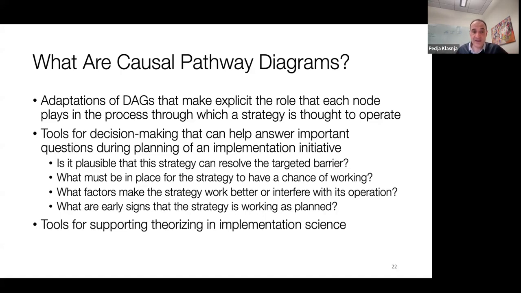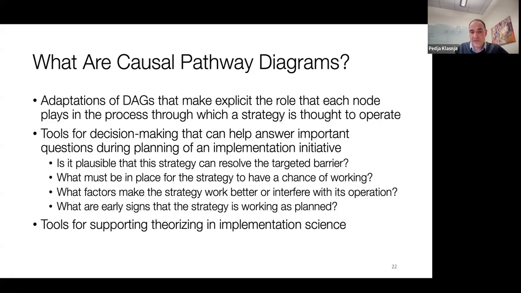The kinds of questions that you might be able to answer using these diagrams are: is it plausible that the strategy can resolve a targeted barrier? What must be in place for the strategy to have a chance of working? What factors make the strategy work better or interfere with its operation, and so on?